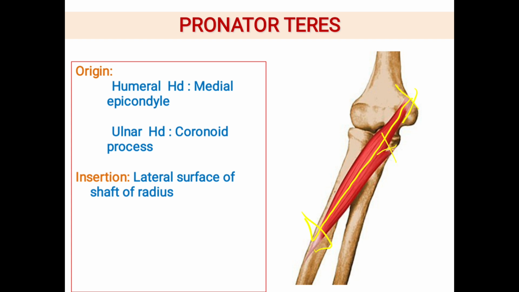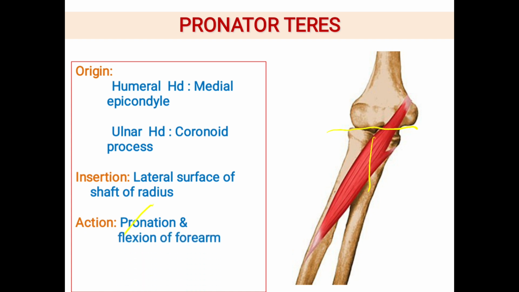Okay? If you observe, the pronator teres crosses two joints. You have the elbow joint and your radioulnar joint. So it can produce two movements. Okay, so it can pronate the forearm. At the same time, it can flex the forearm. Actually, when you say flex the forearm, it is the same with flexion of the elbow.